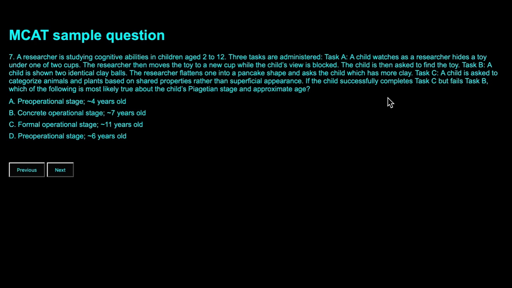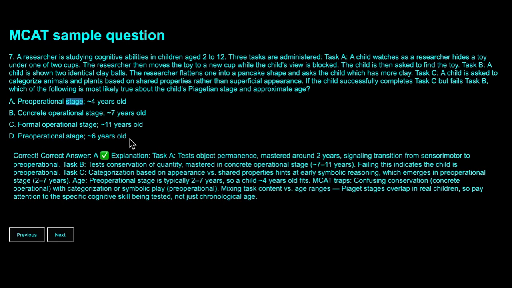And the child doesn't pass this task, but passes task C, which involves categorizing animals and plants based on shared properties rather than superficial appearance. If we look at our answer choices, we have concrete operational stage, pre-operational stage, formal operational stage, pre-operational stage. And the correct answer here is the pre-operational stage. So you might ask, why the pre-operational stage? Because first of all, we know that the child is not in the sensorimotor stage.